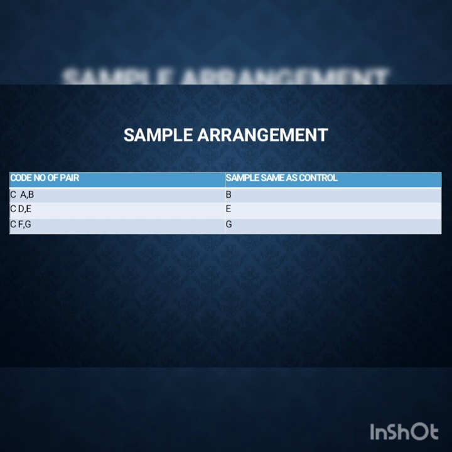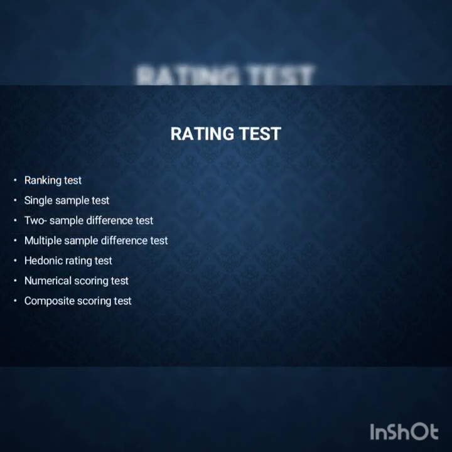Here A and B. So B is same as control, means B is the sample that will be judged by the panel member. Here C, D, E. So DE is the same as control food sample. F and G is the same as control sample.